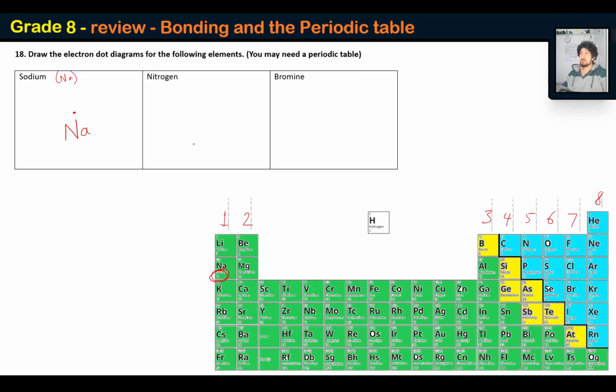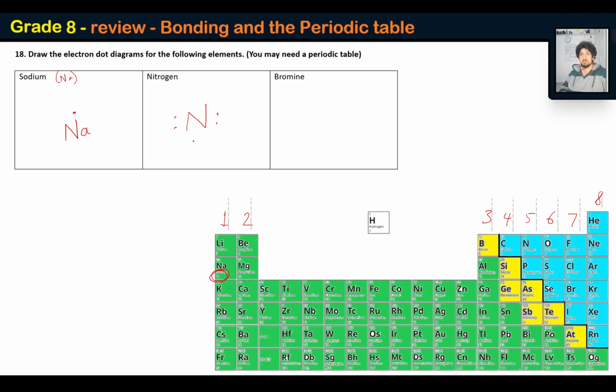What about nitrogen? Nitrogen, it's over here. What group is it in? Have a look. It's in group 5. So this is nitrogen. 1, 2, 3, 4, 5. And remember, it doesn't matter where you put the electrons. I can do this instead. Okay, that's also correct.